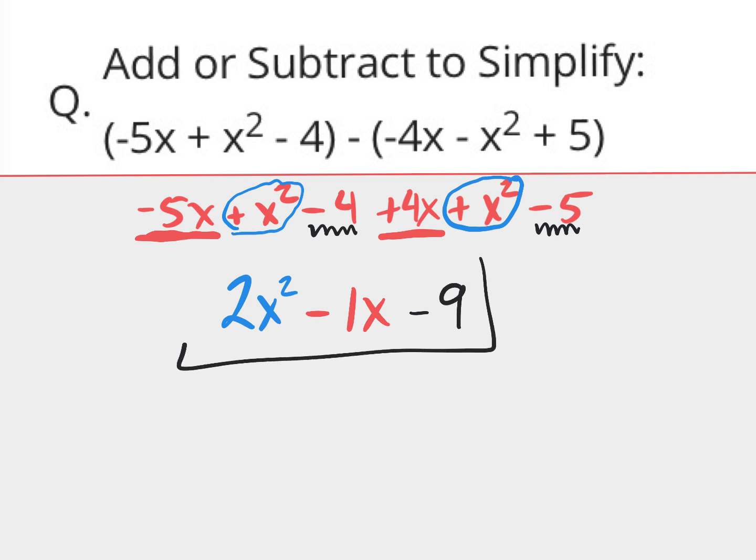And there's your answer, which is a quadratic trinomial, by the way. That's your answer, 2x squared minus 1x minus 9.